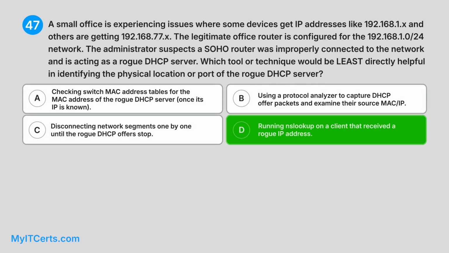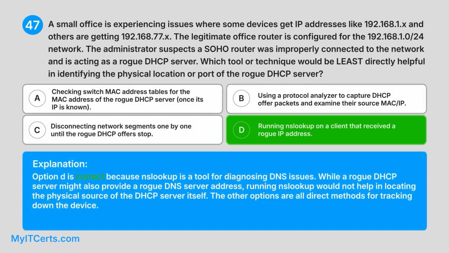Correct answer: D. Running nslookup on a client that received a rogue IP address. Explanation: Option D is correct because nslookup is a tool for diagnosing DNS issues. While a rogue DHCP server might also provide a rogue DNS server address, running nslookup would not help in locating the physical source of the DHCP server itself. The other options are all direct methods for tracking down the device.